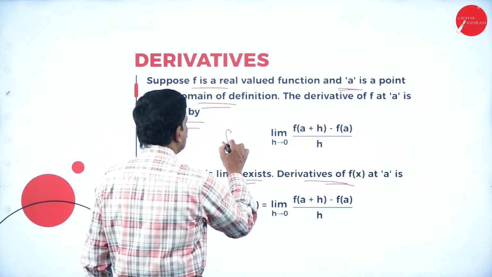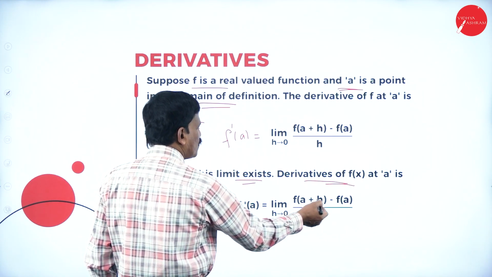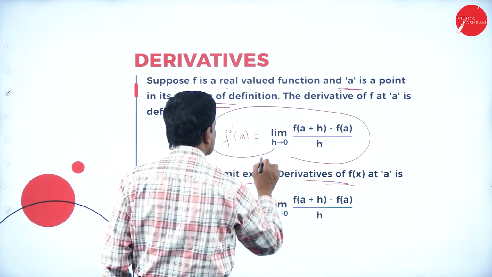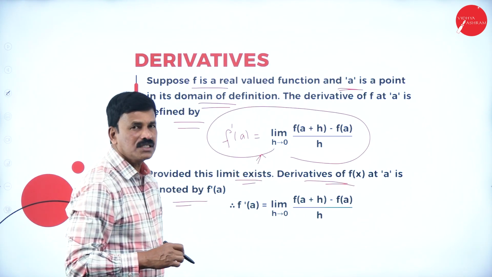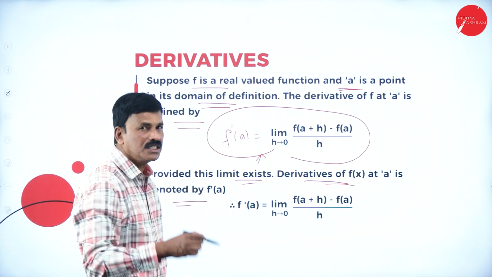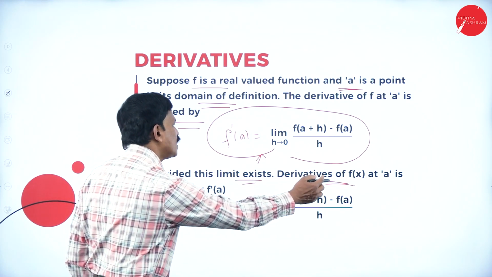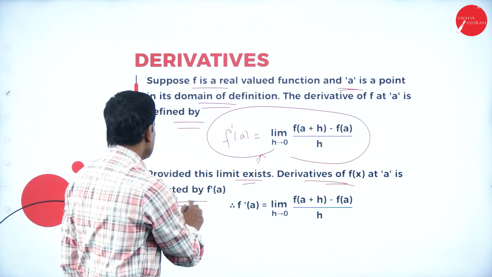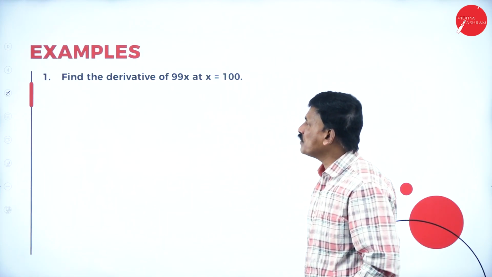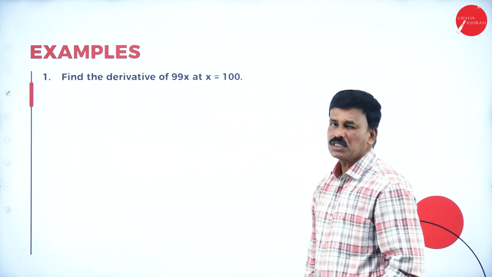So therefore f dash of a can be written as limit h tends to 0 of f of a plus h minus f of a divided by h. If this limit exists, then we represent this as f dash of a, that is called the derivative of the function at x is equal to a. Let us consider, for example, find the derivative of 99 at x is equal to 100.